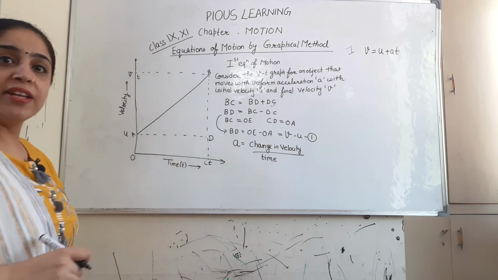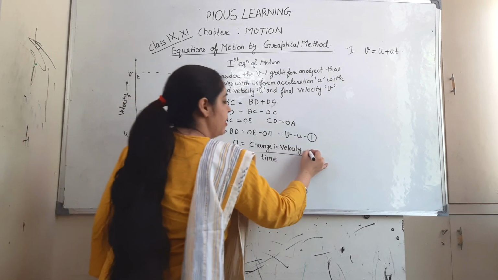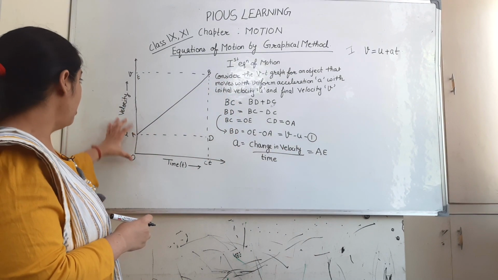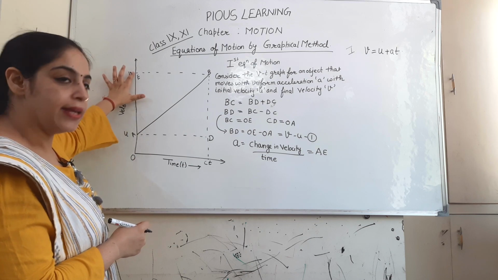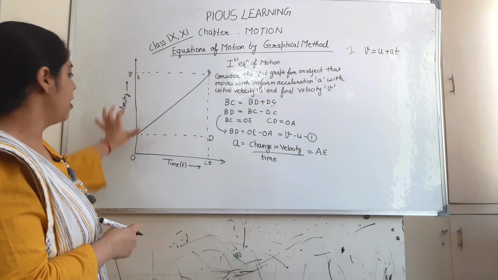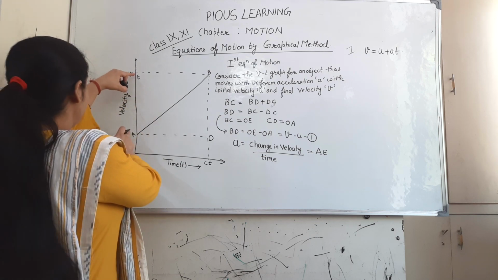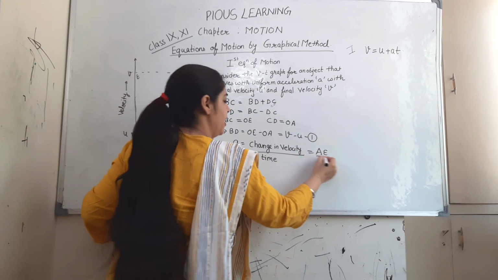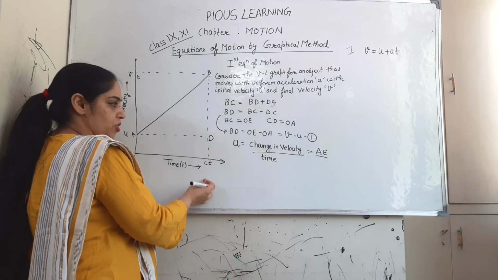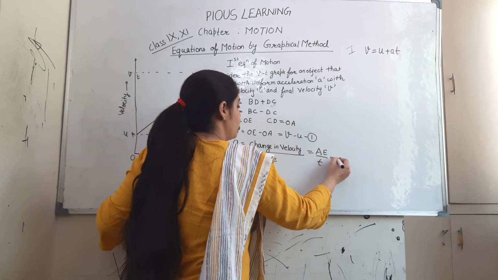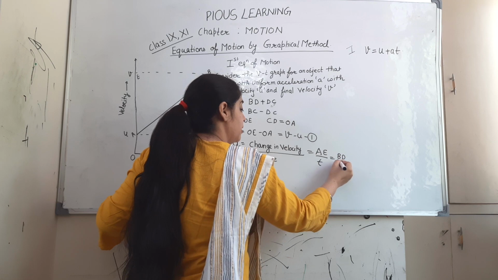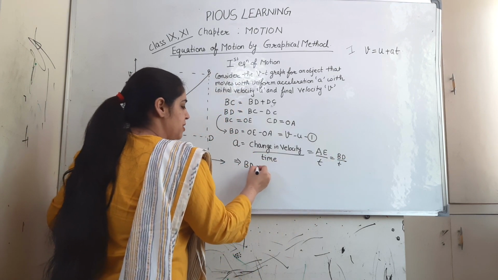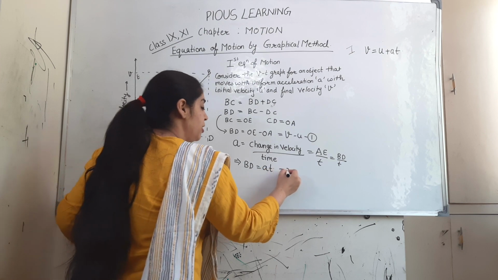AE, increase in velocity is equal to AE, because the change is from u to v, from O to E. That will be equal to AE, and AE is equal to BD. AE is equal to BD and the time taken is T, OC. So from this equation I can write down BD is equal to A into T.